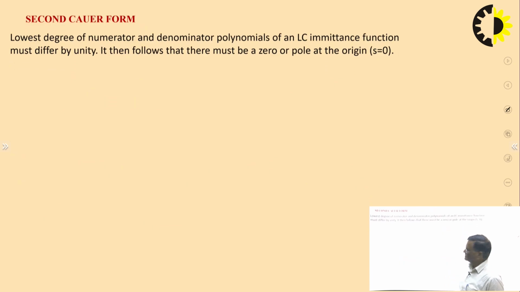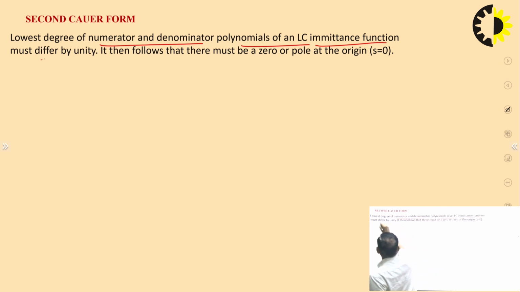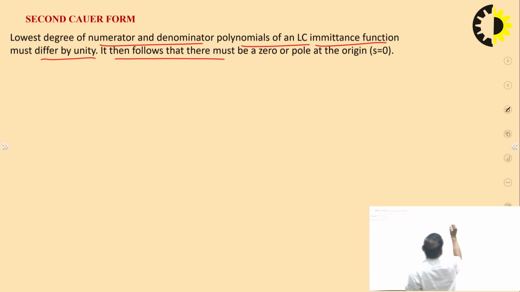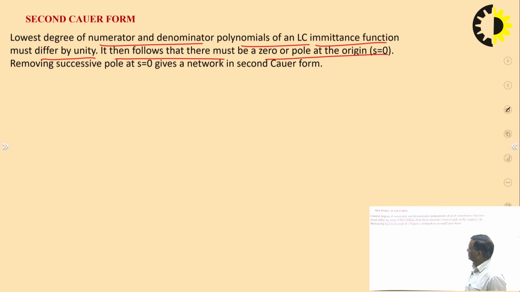Second Cauer form, that is the removal of pole at the origin. So continued fraction expansion about the pole at the origin. The lowest degrees of the numerator and denominator polynomials of an LC function must differ by unity, that is, a pole or 0 at the origin, so s equal to 0. So removing successive poles at s equal to 0 gives a network in second Cauer form.